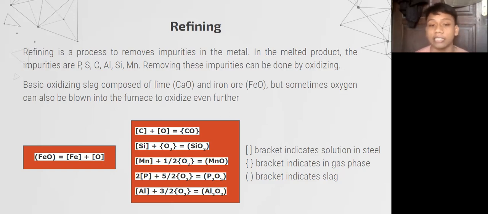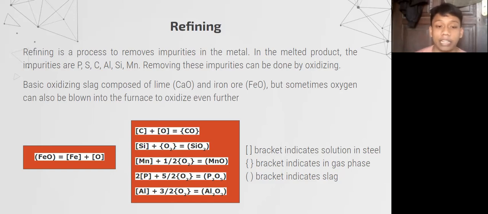The brackets themselves, as we can see in the reaction, indicate different phases of the compounds. The square bracket indicates solution in steel, the curly bracket indicates the gas phase, and the round bracket indicates slag. So we can see the silicon oxide, manganese oxide, phosphorus oxide, and aluminum oxide will all go into the slag, and carbon monoxide, the product of the oxidizing, will go into the gas phase.